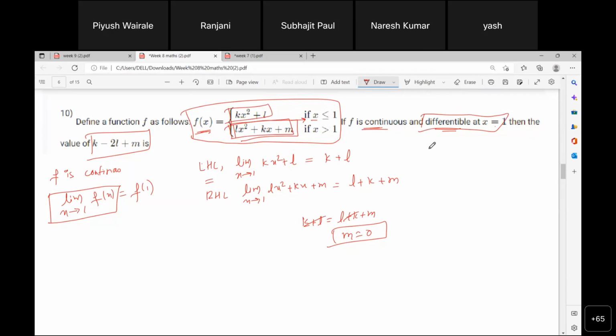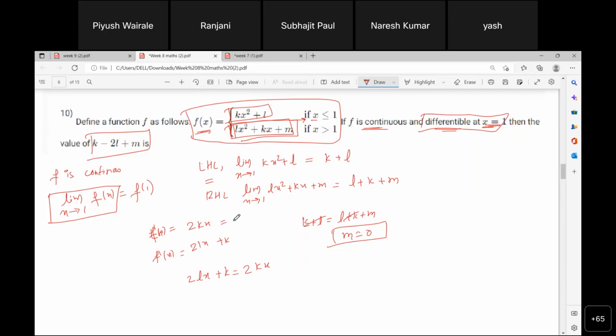So my left hand derivative: if I differentiate this f of x, it will be 2kx. l is constant here, right? That is 0. And if I differentiate this other function, f dash of x, it will be 2lx plus k. But since it's differentiable at x equals to 1, I can equate these two things, right? So if I equate, I get 2lx plus k equals to 2kx, right? But at what point will you differentiate? At x equals to 1.